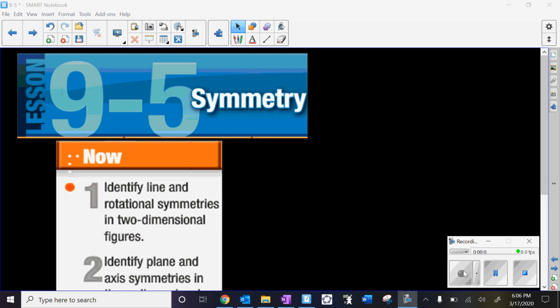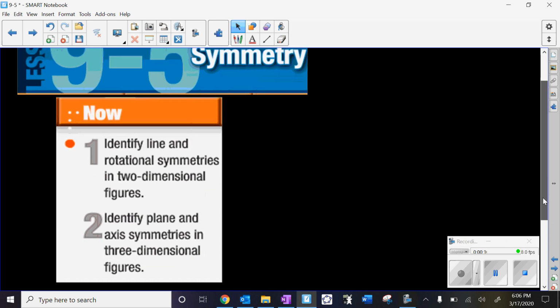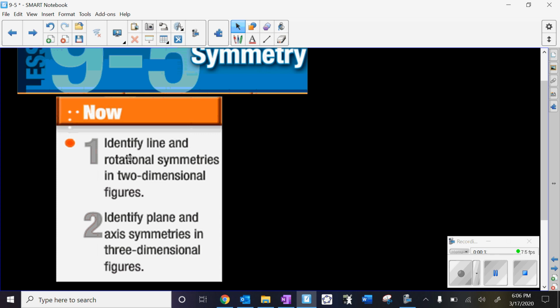Section 5, we're going to look at what's called symmetry. We can use symmetry in terms of two-dimensional and three-dimensional figures, which is what we're going to do. So we're going to look at specific types, one being line symmetry and the other one being rotational symmetry in terms of two-dimensional figures, and then we'll look at plane and axis symmetries in three-dimensional figures.